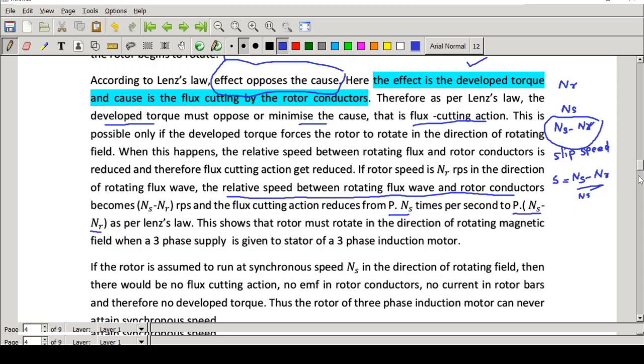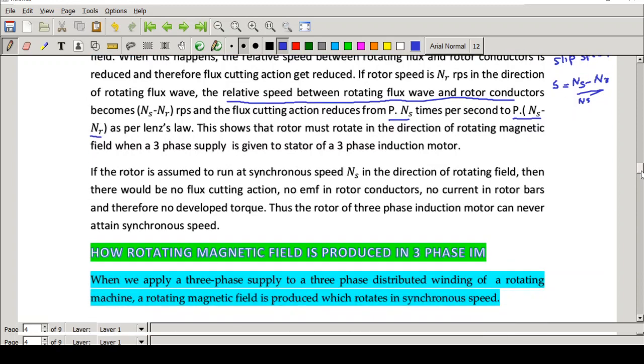Now let's assume that the rotor speed becomes equal to the synchronous speed. What will happen? That is, Nr is equal to Ns. If the rotor speed becomes the same as the synchronous speed, the relative speed will become 0. If the relative speed is 0, then there will not be any flux cutting. So no EMF induced, no current, no torque, and the rotor will come to a standstill. So in the case of a three-phase induction motor, the rotor speed can never approach the synchronous speed.